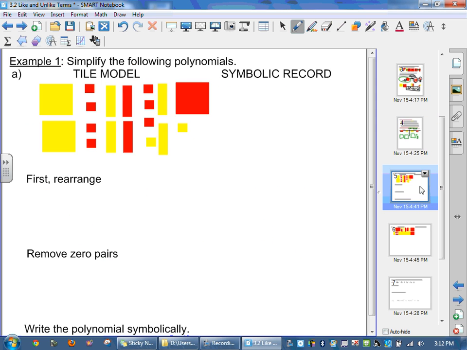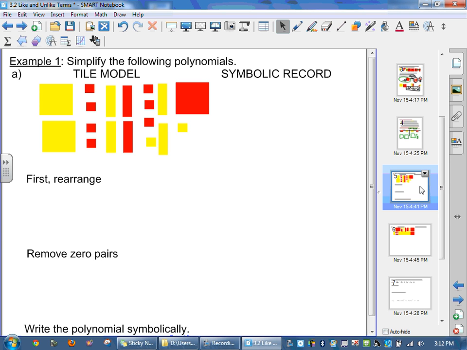On this one, holy cow, look at everything it's giving me up there. Wow. What I'm going to have to do now, there's two ways to do it. One way tells us to rearrange them. So you group together the ones that are the same. Then you take out the zero pairs, the different color ones, so the positives and negatives. And then you rewrite your answer symbolically.